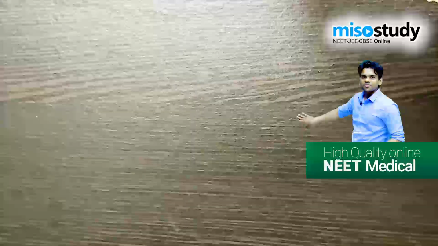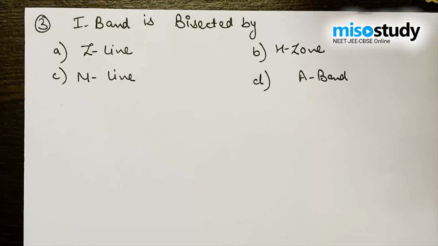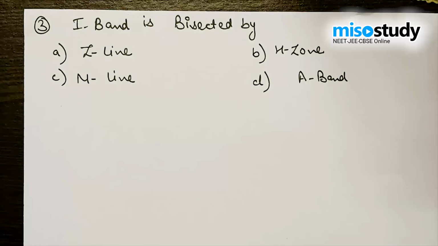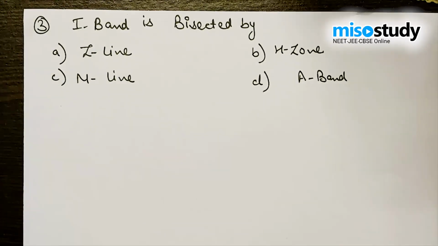Let's move on and discuss the next question from locomotion and movement. The I band is bisected by: option A, Z line, option B, H zone, option C, M line, and option D, A band.